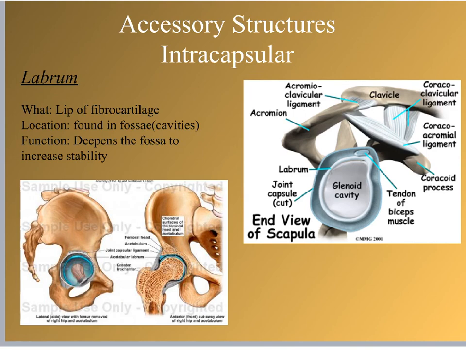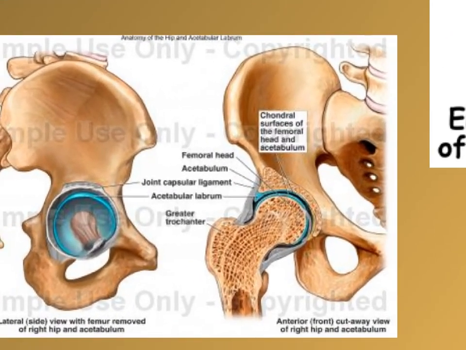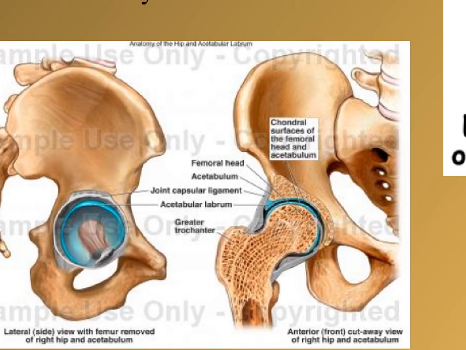And then the last intracapsular structure I'd like to talk about is a labrum. Labrum means lip. That's singular for lip. Plural of lip would be labia. And what labia are are little, almost like little cups of fibrocartilage. They are lips of fibrocartilage that help to deepen the fossa of a joint. Probably the best example to show you is on the hip right here. I'm just going to increase the size a little bit.